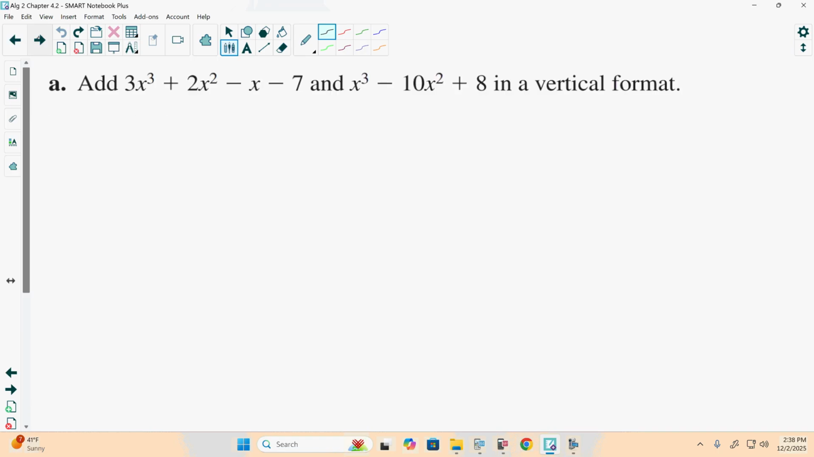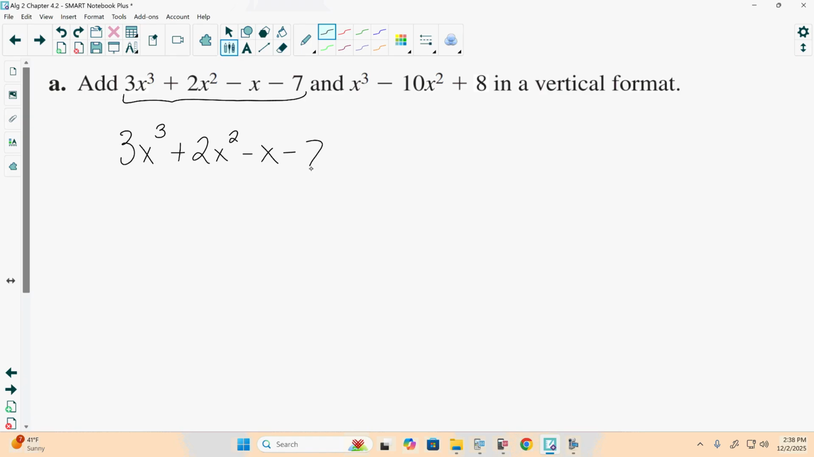The first few problems we're going to go over adding two polynomial expressions. Hopefully this will be a refresher. We've done this before. Now, I don't know if y'all have added two polynomial expressions vertically, but all we do to add them vertically is we take the first expression and we write it down. So 3x squared plus 2x minus x minus 7.